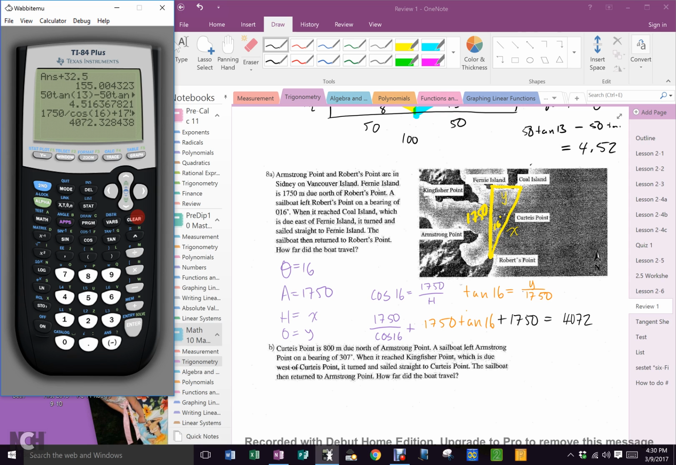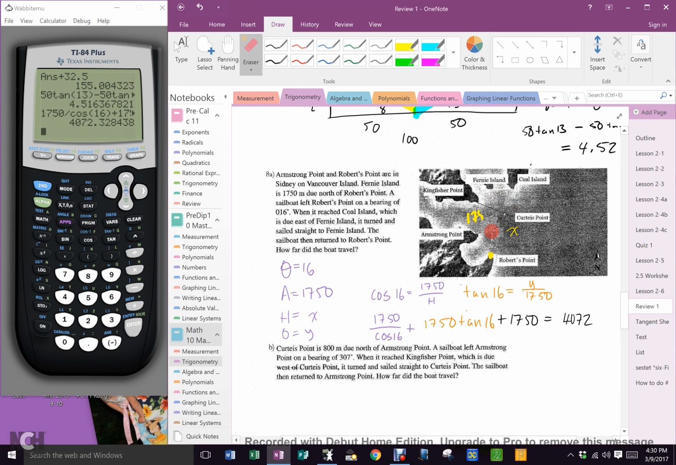Now, I'm going to erase this because I need to use the map again. Curtis Point is 800 meters north of Armstrong Point. So, there. I'm going to use yellow again. That was a good color for this. There is 800. So I'll draw that down here.